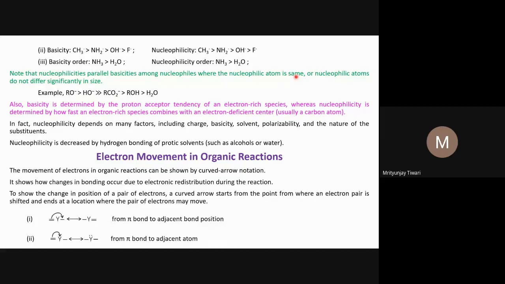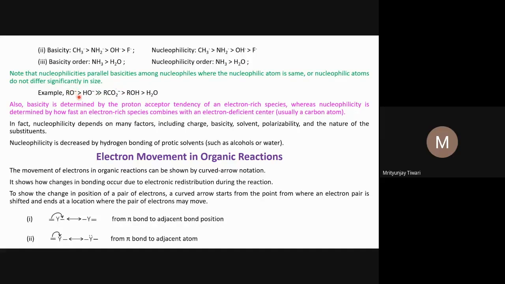So if nucleophilicity increases in a certain direction, in the same direction basicity will also increase. Nucleophilicity and basicity will also be parallel when nucleophilic atoms do not differ significantly in size. When they do not differ significantly in size, as we have seen in this case, nucleophilicity and basicity follow the same order. Although we see a difference in size, that difference is not very significant, and so basicity and nucleophilicity follow the same trend. In these two examples, we see the same results. However, consider different nucleophiles having the same nucleophilic center, nucleophilic atom. The example is this.